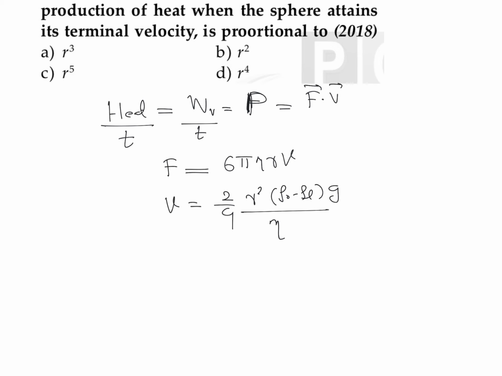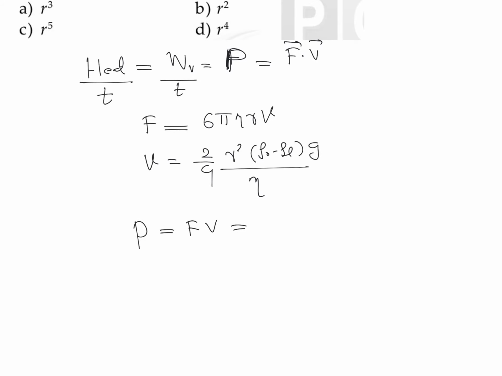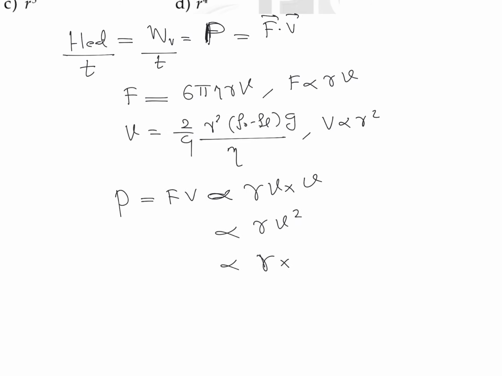So we can write this P is nothing but F into V, and this F is directly proportional to this force. You can observe that it's directly proportional to r and velocity, and this velocity is directly proportional to r square. So we can write this P is directly proportional to F, which is directly proportional to r into V, into the value of V. So we can write this as r into V square, and V is directly proportional to r square. So this V square is directly proportional to r raised to 4. So we can write this P is directly proportional to r raised to 5.